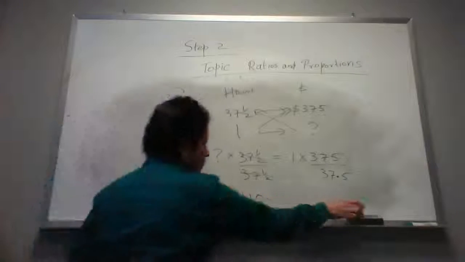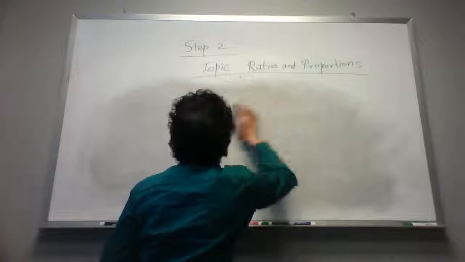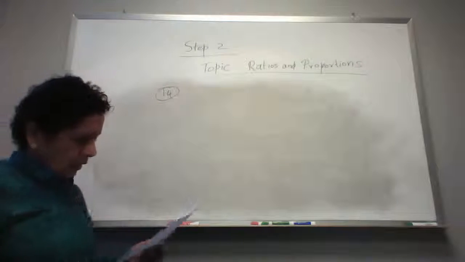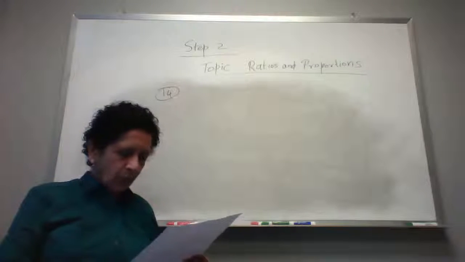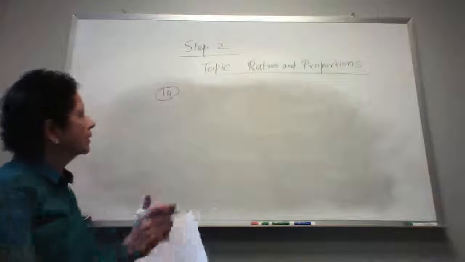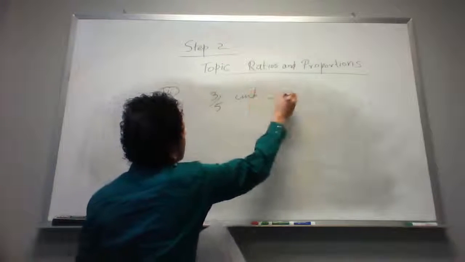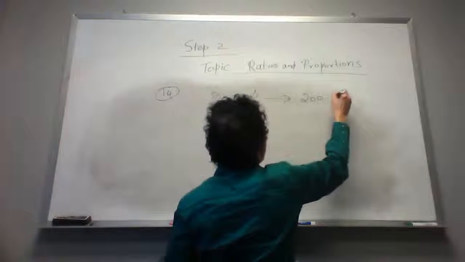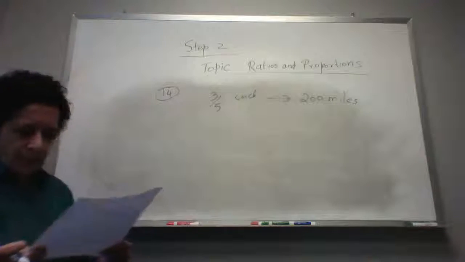So the last problem, problem number 14. In a map, 3/5 of an inch represents 200 miles. What would be the map distance for 300 miles? Okay, so what this says is that 3/5 of an inch in a map corresponds to 200 miles in real life. Okay, and what would be the map distance for 300 miles?